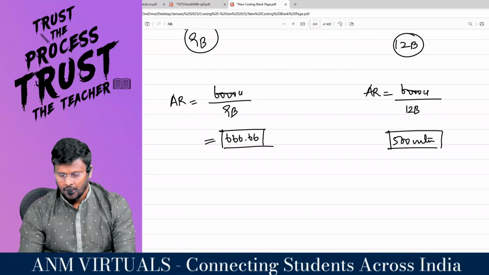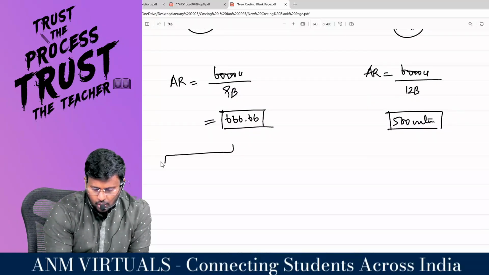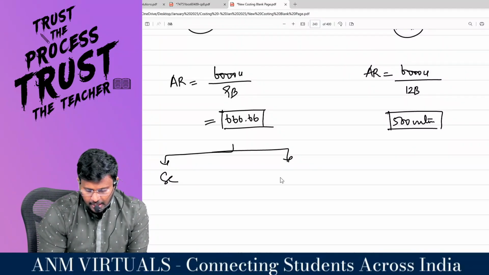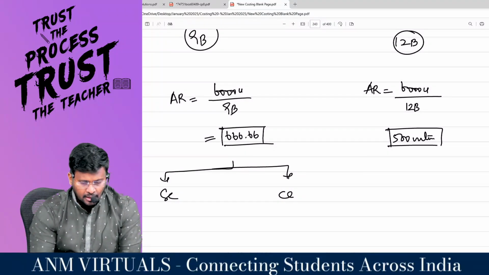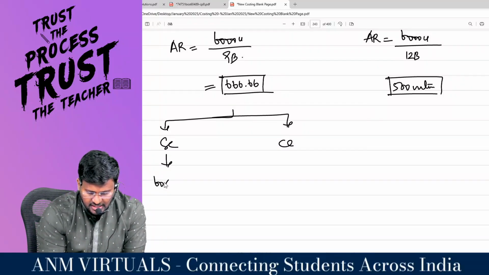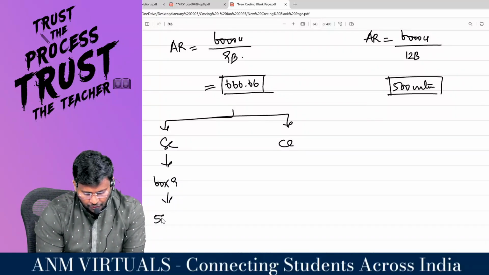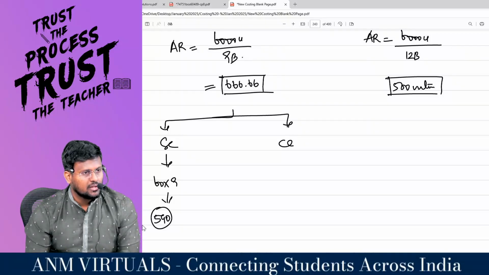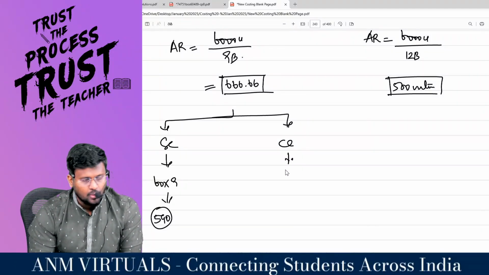Comfortable, sir? So I have to calculate the setup cost and the carrying cost. Right, sir? If 9 batches, then 9 times I have to set up. Every time it will be 60 into 9, which comes to 540 as the total setup cost.